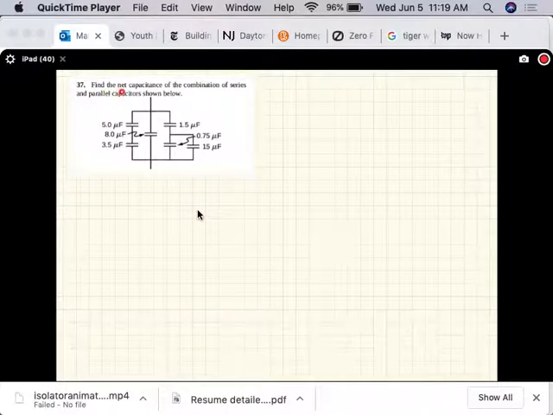So this problem says find the net capacitance of the combination of series and parallel capacitors shown below. So here you have a mess of capacitors and you want to find its equivalent capacitance. Now the thing to do here is wherever you have a series or parallel combination, reduce them to a single capacitor. So for instance, these two are in parallel, you'll reduce them to a single capacitance. These two guys are in series, we'll reduce them to a single capacitance. And then do it one step at a time.